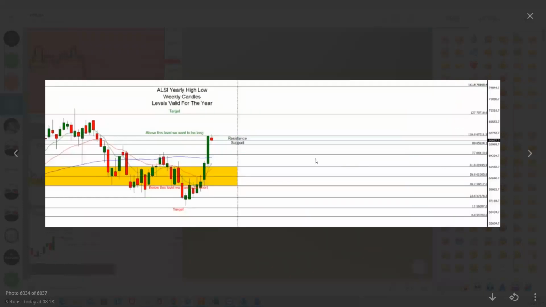On the Aussie yearly high-low, currently between levels of 89 and 100 as support and resistance. Sorry, guys. We're only at 89, 100 support resistance. We're looking at moving averages. 8 is above 21. We have broken the 100 level, so we're still aiming for that 127 target level there.